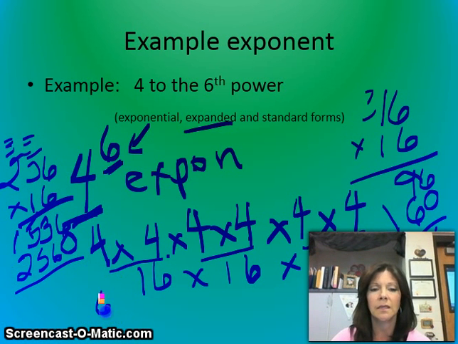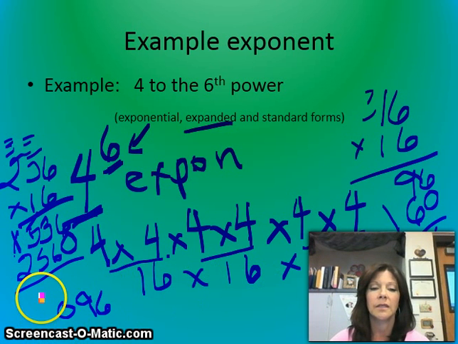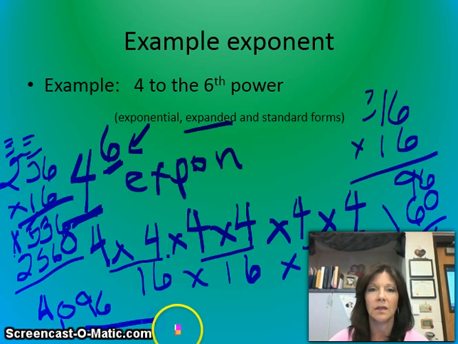I'm going to get 6, because 6 plus 0 is 6. 6 plus 3 is 9. 5 plus 5 is 10. Carry my 1. And 2 plus 2 plus this 1 is 4. So believe it or not, 4 to the 6th power is 4,096. Remember, the 6 is an instructional number.